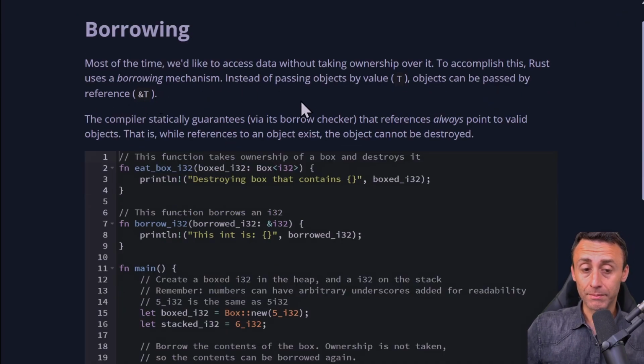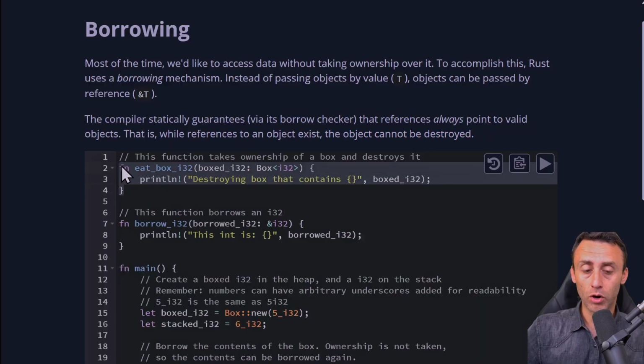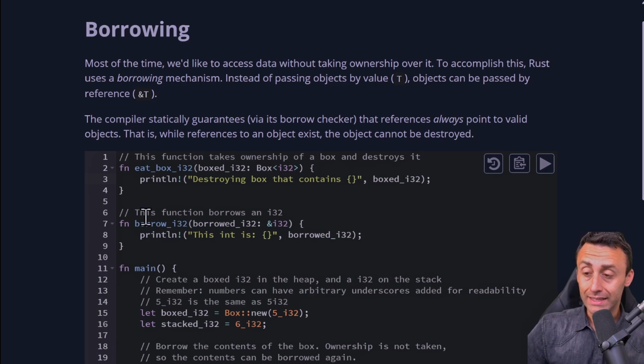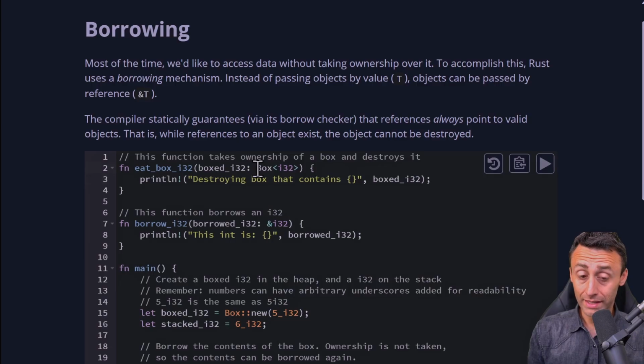The compiler has something called the borrow checker that guarantees that all the references will always point to some valid object. Why? Because it wants to be sure that while references to an object exist, the object is not destroyed. For example, there is this function eat_box_i32 that just does a print and then it destroys the object. And this function instead borrows an i32. The difference here is here we don't have the ampersand, here we have the ampersand. So we are getting just a reference instead of getting ownership of the argument.